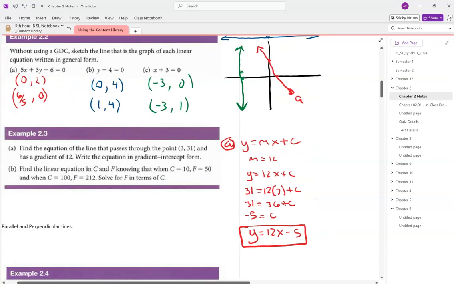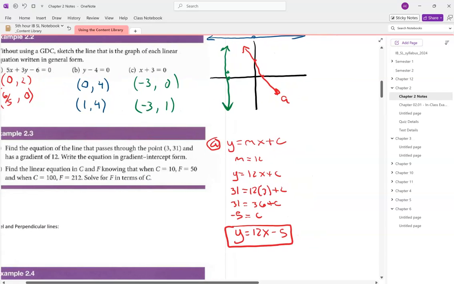The next says find the linear equation in C and F, knowing when C equals 10, F equals 50, and when C equals 100, F equals 212. Solve for F in terms of C.